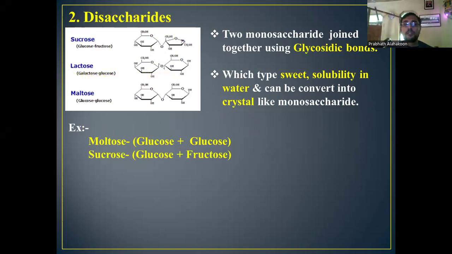Another disaccharide is sucrose. Sucrose is formed from one glucose molecule and one fructose molecule bound together using a glycosidic bond. Another disaccharide is lactose. Lactose is formed from one glucose molecule and one galactose molecule bound together using a glycosidic bond.